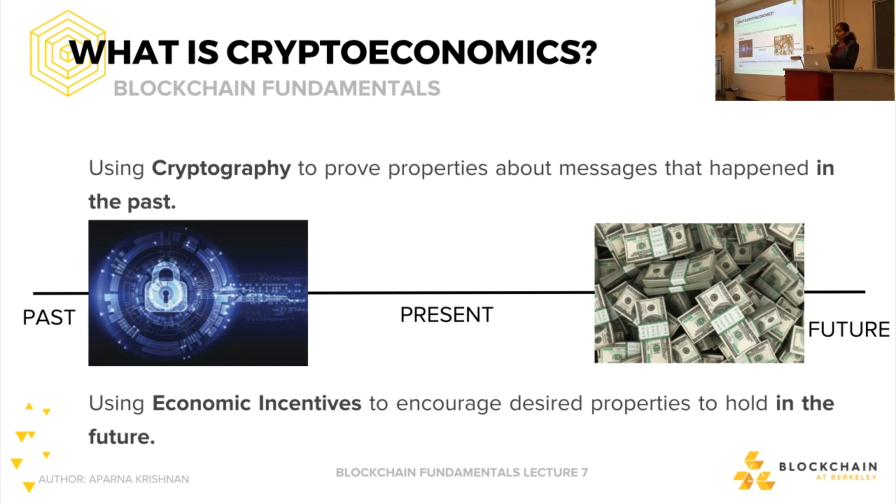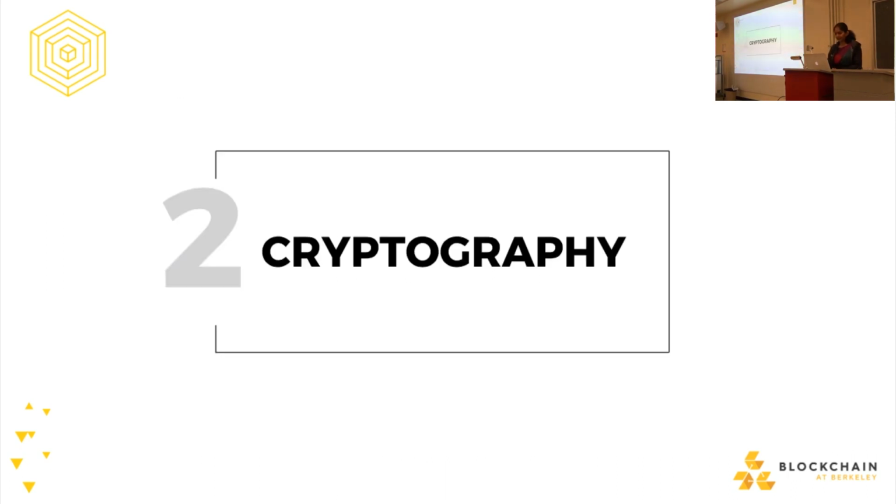Economic incentives are used to encourage properties which you want that will hold in the future. So, for example, in Bitcoin, you want to ensure that miners are always going to be doing the job of putting together transactions, and the network is always going to have people who are transacting with each other. And for that, you give miners block rewards, or 12.5 BTC if you recall, as an incentive to do the job that they're doing. So let's talk a little bit about the cryptographic primitives that we'll be using.